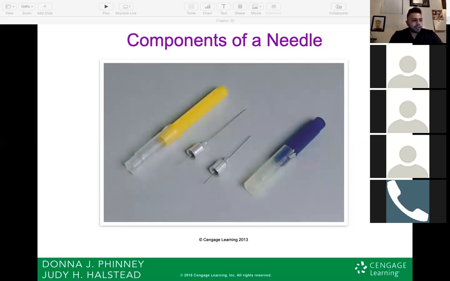The components of a needle. First, we have different sizes here. That short or 1-inch needle to the right is the blue needle. Again, that's used for infiltration and field blocks and or periodontal ligament injections. That long needle, which is the yellow needle, is 1 5/8 of an inch long.